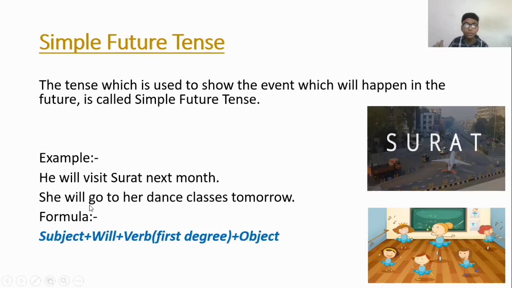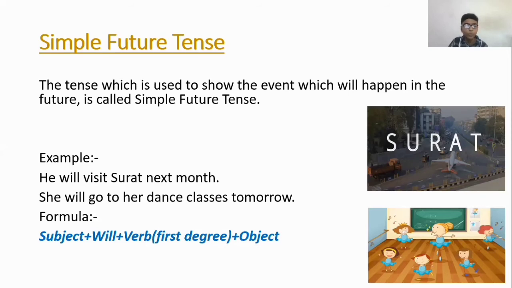Now remember, in future tense, it is not necessary that we use will, but some other helping verbs are there which will help us tell the future tense. In future tense sentences, it is necessary that we use a certain helping verb that will tell us that these all are predictions and will happen in the future. Now, verb first degree: visit is first degree, and go is also considered first degree. Object: Surat, and classes. So I hope this is clear to you.